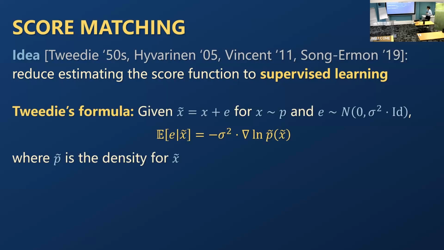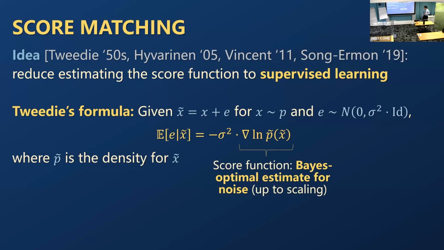So we have Tweedie's formula that essentially says, if I have some noisy observation of some sample from a prior P corrupted by some Gaussian noise, and we'll denote that by x tilde, then conditioned on x tilde, the expectation of the noise is a multiple of the score of this noisy distribution P tilde. Okay. So in other words, another way of saying this is that in order to estimate this score function, you just have to provide the Bayes optimal estimate for the noise that was added to generate a noisy sample.